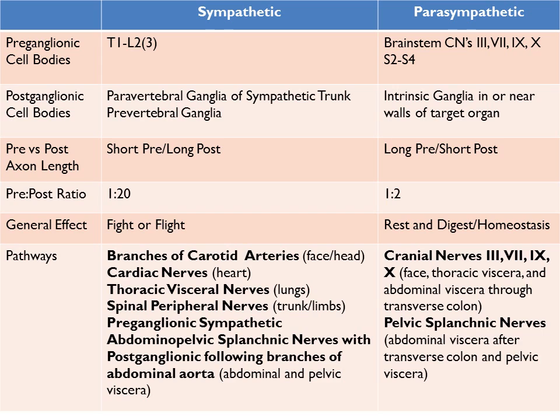The postganglionic neuron cell bodies for the sympathetic nervous system are located in either paravertebral ganglia of the sympathetic trunk or prevertebral ganglia on the ventral surface of the abdominal aorta. In the parasympathetic nervous system, the postganglionic neuron cell bodies are within intrinsic ganglia located either in or near the wall of the target organ.